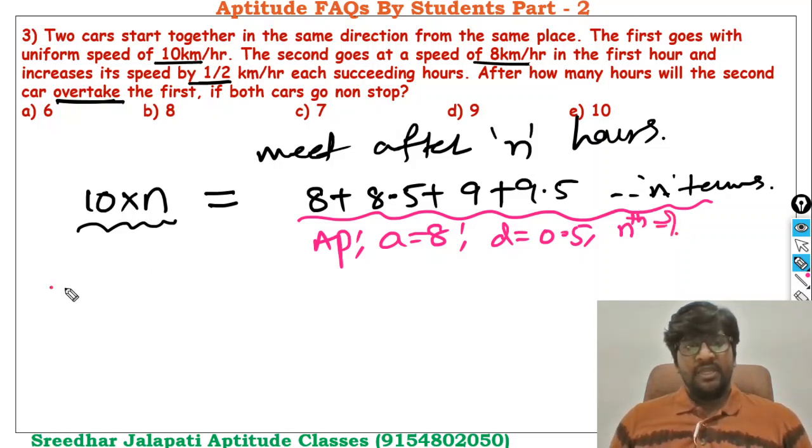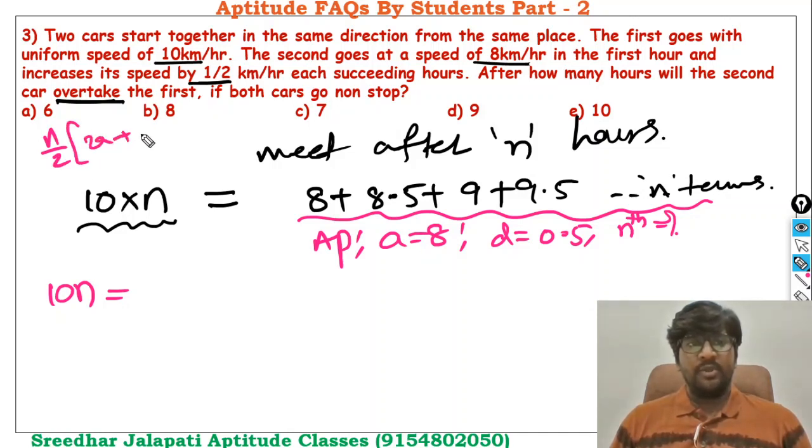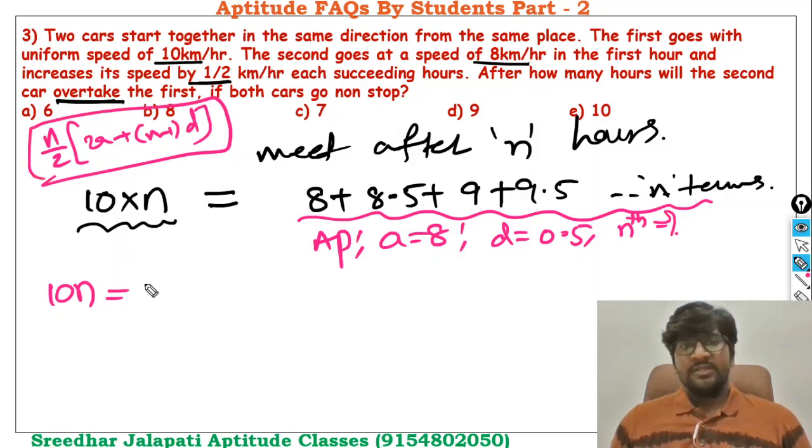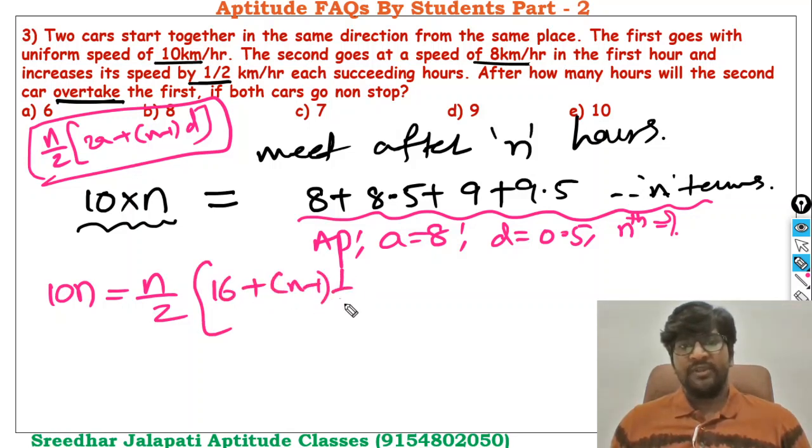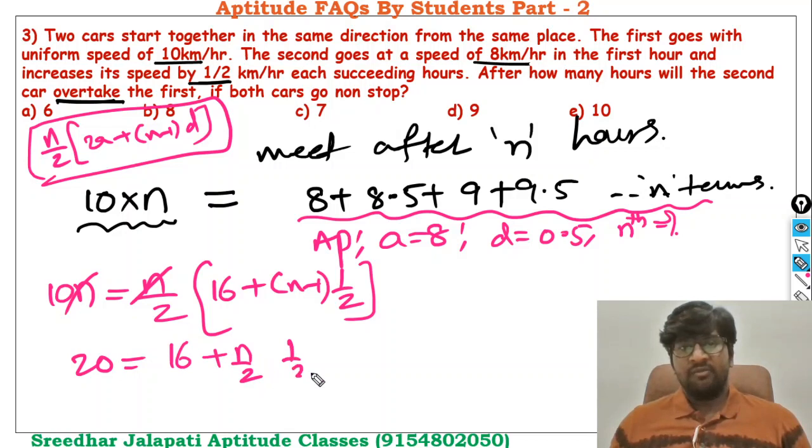So here if I equate, 10n is equal to, the formula to find the sum of n terms in arithmetic progression is n/2 into (2a plus (n minus 1) into d). So n is n here, n/2, a is 8, so 2a is 16, plus n we do not know, (n minus 1), d is 0.5, which I can take as half. So on both sides I can cancel n, and on cross multiplication 20 is equal to 16 plus (n minus 1)/2. Now if I simplify this further, 16 minus half is 15 and half.